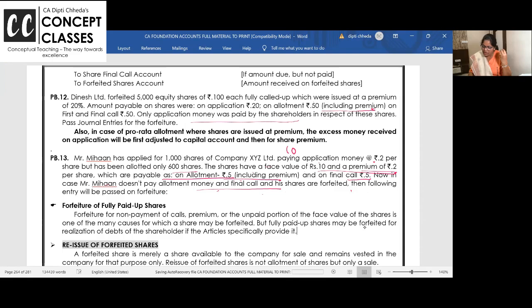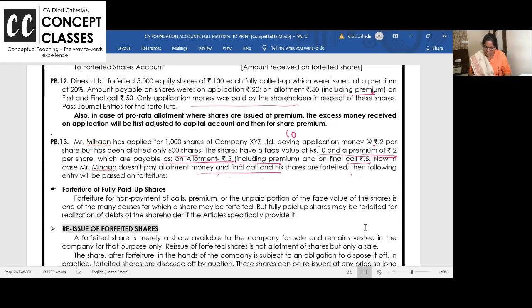Allotment first call कुछ आया ही नहीं. Now Mehan doesn't pay allotment and final call. So allotment and final call is due but not received. Reverse. Application is due and received. Forfeit. And premium reverse because it's a part of allotment not received. Following entry will be forfeited. ठीक है ना? Clear है? 13 प्रॉब्लम करते हैं. चलो साथ.